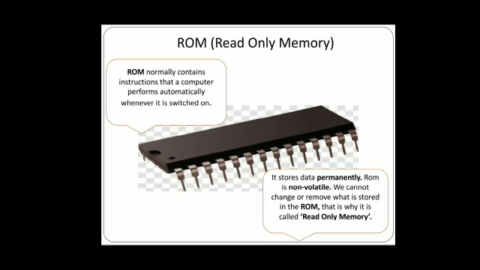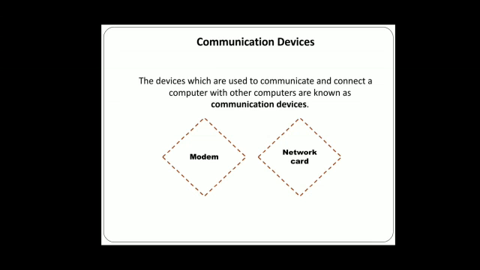Okay, these instructions can't be changed. We cannot change these instructions, we cannot remove these instructions. That's why it is called read only memory. It stores data permanently. So the instructions that are stored in a ROM are permanent. ROM is a non-volatile memory. Non-volatile means the data can't be lost or removed but is stored in it. That is why it is called read-only memory.